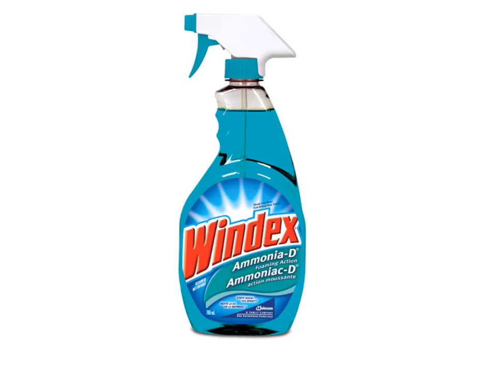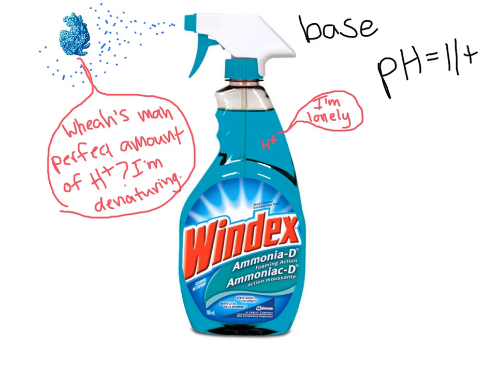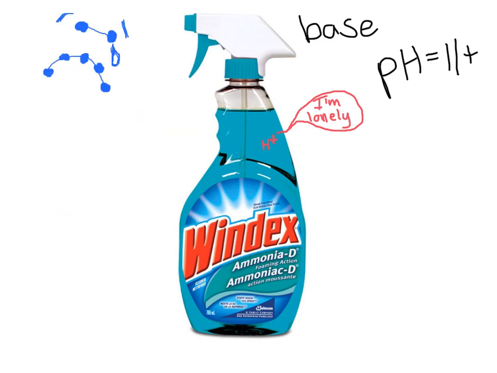The same occurs in solutions with high pH, but for the opposite reason. Windex has very few hydrogen protons in it. It's the opposite of an acid. It's actually called a base. Because its pH is well above 7, it's actually got a pH of 11 or more. So if an enzyme gets sprayed with some of this stuff, it's surrounded by way fewer of these positive charges than it's used to. And without that moderate amount of H+, it also denatures.